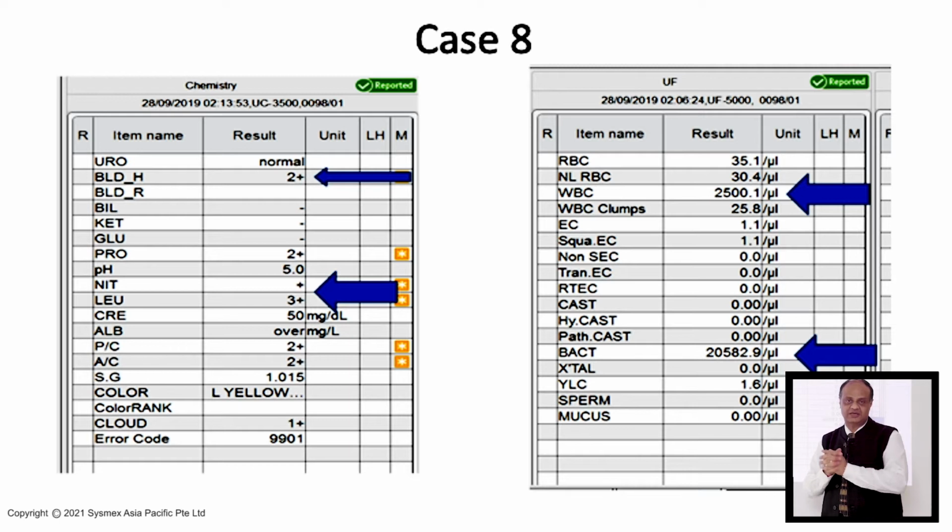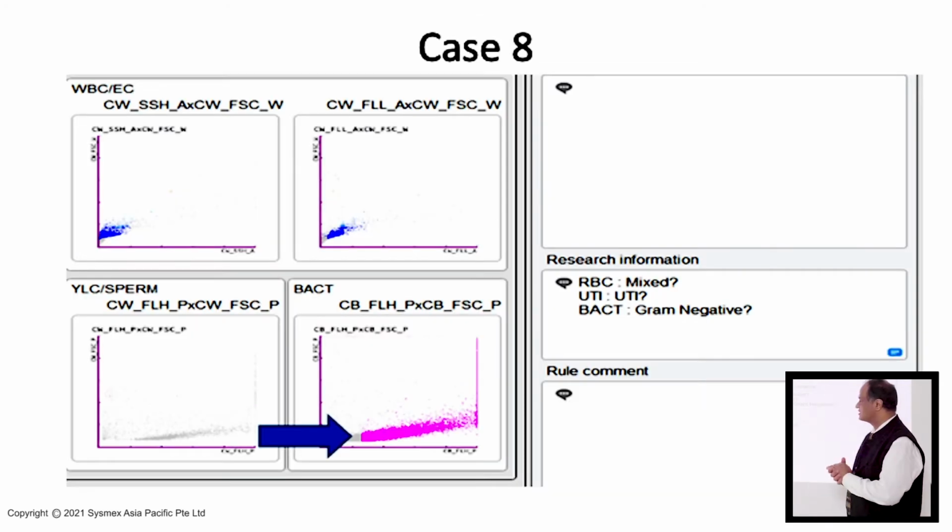Now, imagine if you have an analysis machine which will be able to flag off whether this is a gram-negative or a gram-positive bacteria for our clinicians. It is wonderful. Let's see how these analyzers do this.